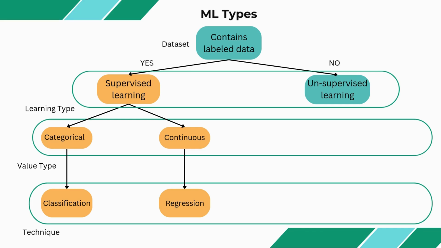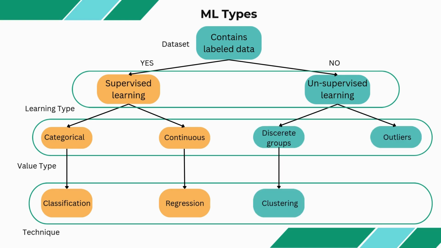to identify the output. And going to unsupervised learning, you can have discrete groups wherein you can create clustering techniques and build a model out of it. And for outliers, you can use anomaly detection techniques to build a machine learning model. So at a high level, this is how you identify which type of machine learning technique you should be using to build the machine learning model.